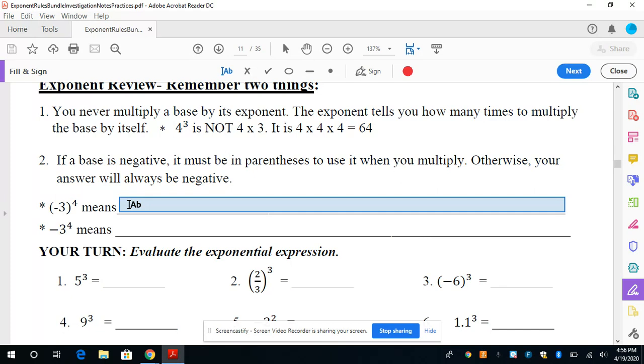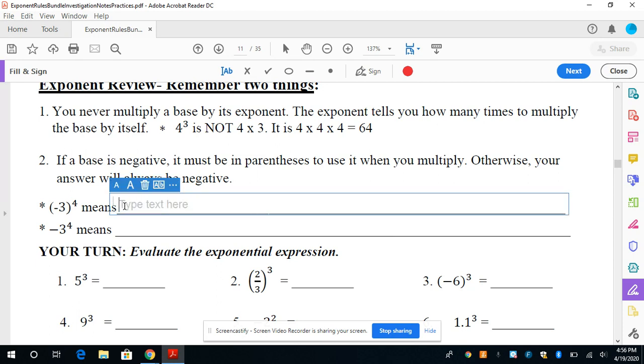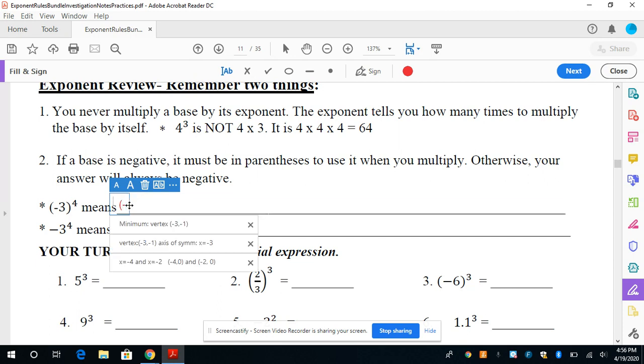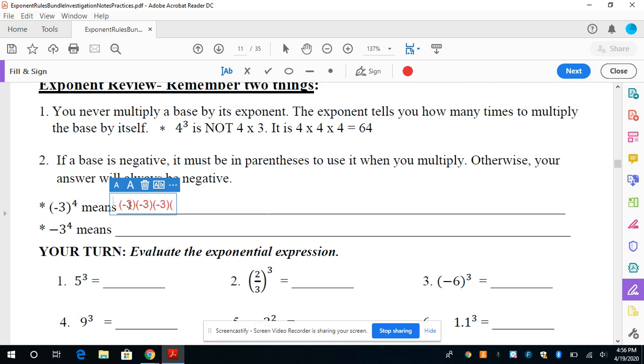So if the base is negative, it must be in parentheses to use it when you multiply. Otherwise, your answer will always be negative. So when we do negative 3 to the fourth, you need to make sure in your calculator you do negative 3 times negative 3 times negative 3 times negative 3. Or obviously the easier version is negative 3, and then the caret to the 4th power. You need to make sure it's in parentheses, anything that's a negative.